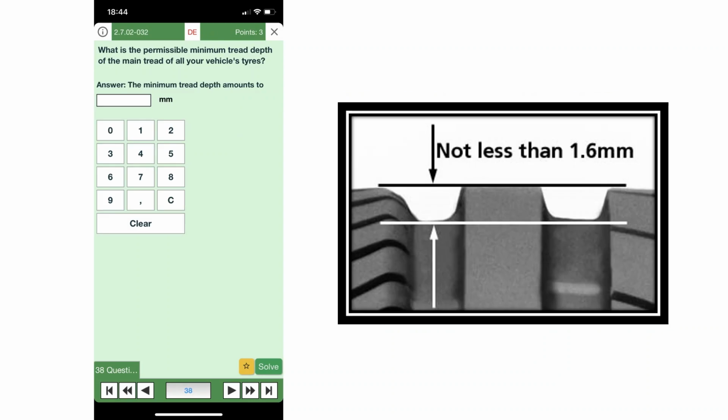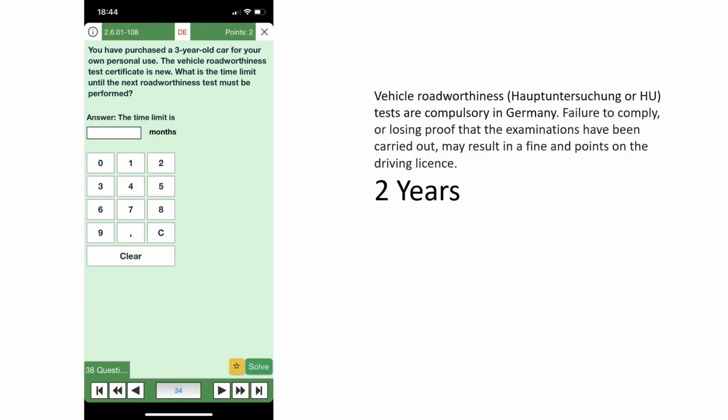What is the permissible minimum tread depth of main tread of all your vehicle tires? This is also part of your practical exam. Your examiner will ask this question, so remember this is 1.6 millimeter. Okay, let's look at the next one.